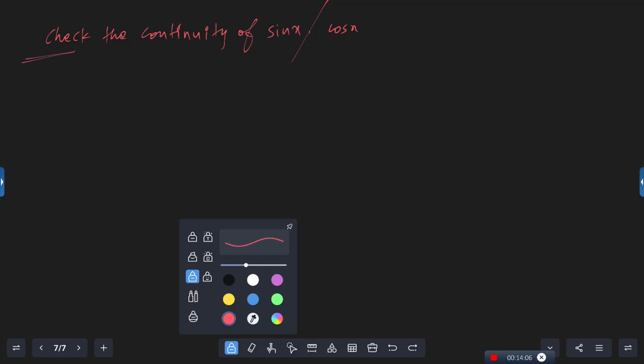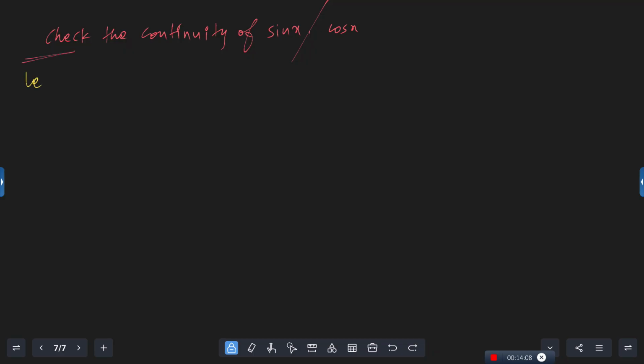This is the question, and I'll write the answer in a different color. Let x is equal to c be any real number. Before that, we will use limit x tends to c. Okay, let's go.